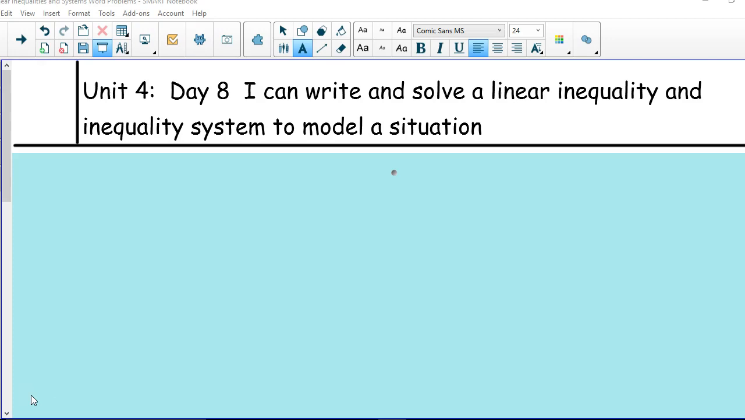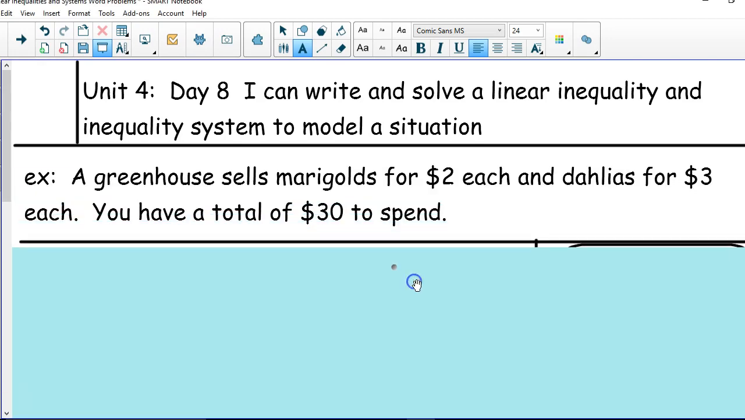Unit 4, Day 8: I can write and solve a linear inequality in an inequality system to model a situation. Our first problem, you're going to want to pause after I read through it and write it down, please. A greenhouse sells marigolds for $2 each and dahlias for $3 each. You have a total of $30 to spend.